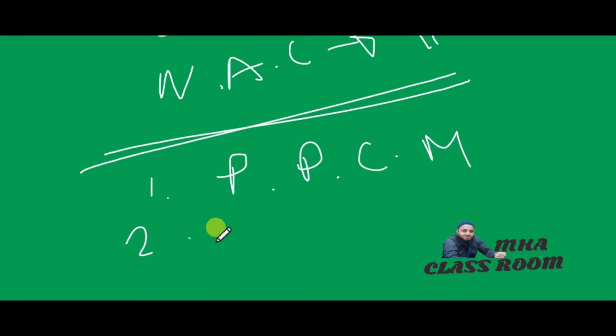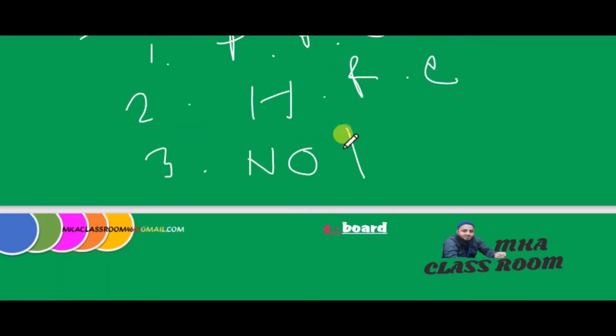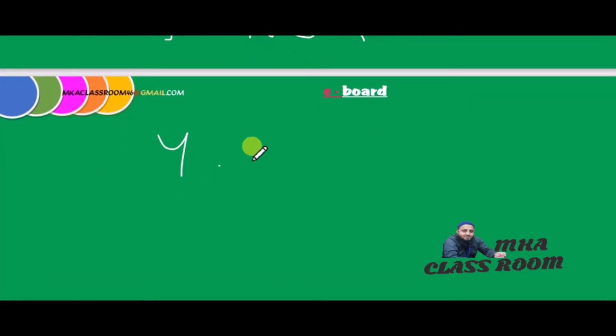Number one, there is a perfect capital market. Number two, all the companies can be divided into homogeneous risk classes in which the business risk of all the companies in a particular risk class is the same. That means homogeneous risk classes. Number three, there is no personal or company income tax, no tax. Number four, debt is risk free.